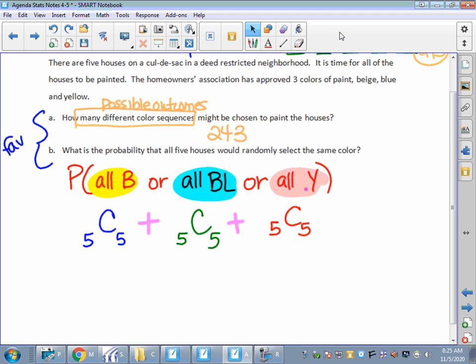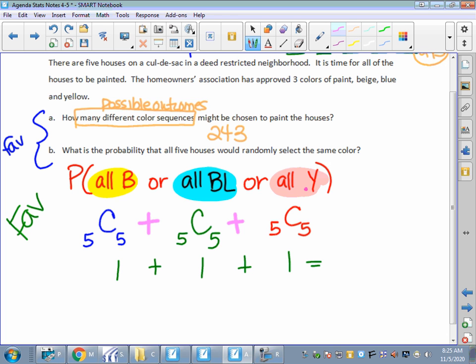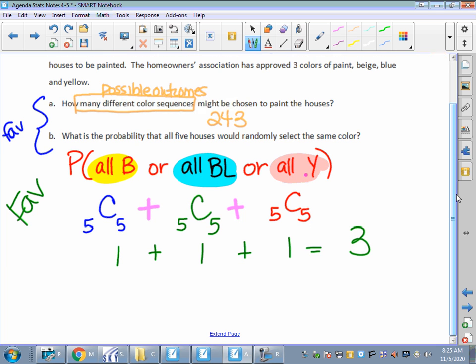I'm going to just do this part first, and then we'll use that as our favorable. So this is our favorable. So 5 combination 5, pull out your calculator. I don't know if you remember this from earlier, but 5 combination 5, any combination when you're choosing everything, is always a 1. So 3 different outcomes if we're choosing all the same. Well, that's our favorable over our possible. So you have 3 chances out of 243 that they're all going to be the same color.